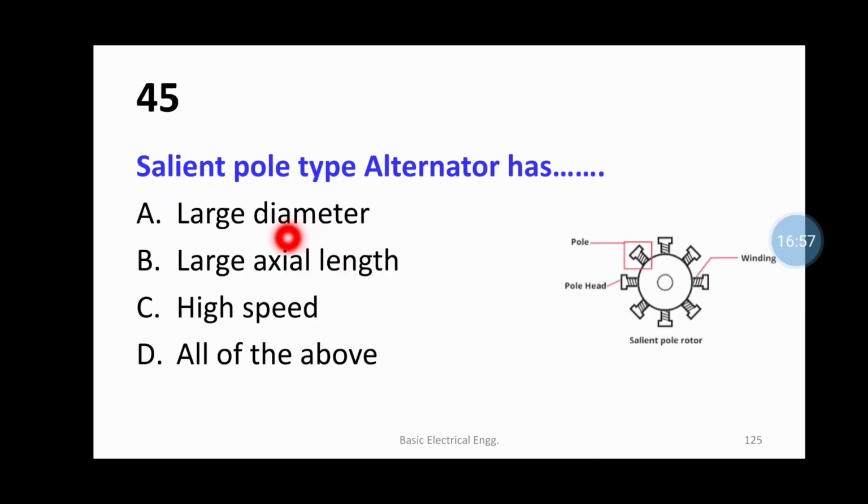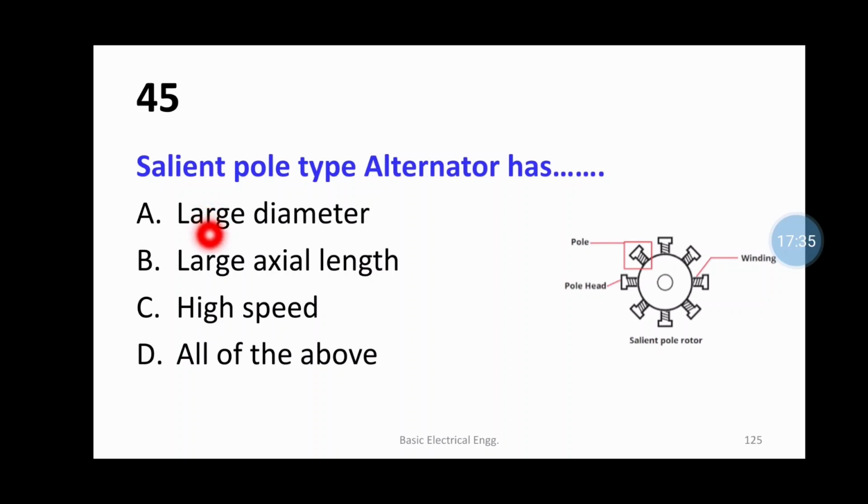Question number 45. Salient pole alternator has. What is the speciality of salient pole alternator? In a salient pole alternator, you can see the projecting poles. A salient pole alternator will have a large diameter of rotor and small axial length. It is not suitable for high speed application. It is suitable for very low speed application. So by considering the options, the right answer is that the salient pole type alternator has large diameter. Please select option A. For your betterment, I have shown one diagram of salient pole type alternator.